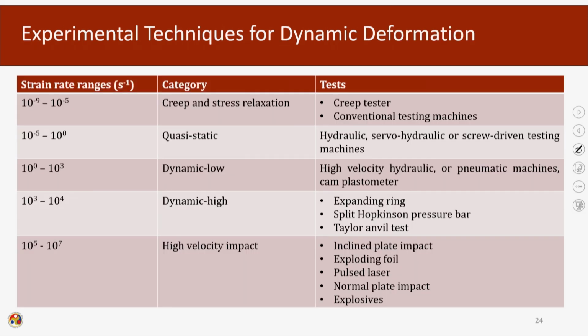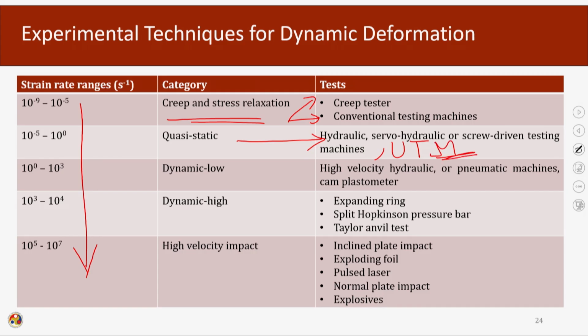Experimental techniques for dynamic deformation depend upon the strain rate regime, that is the application of the load regime. So, different types of experiments have been devised. For very low strain rate testing, like creep and stress relaxation, creep testers and conventional testing machines are available. For quasi-static testing, hydraulic, servo hydraulic or screw driven testing machines are available. They are normally known as the universal testing machine, UTM, which are readily available in all labs.